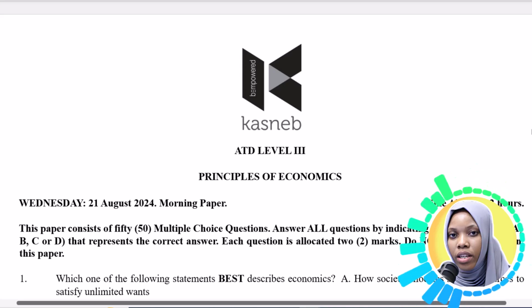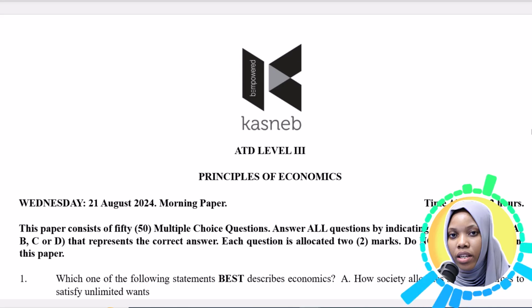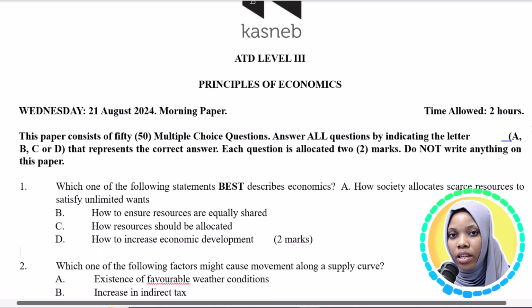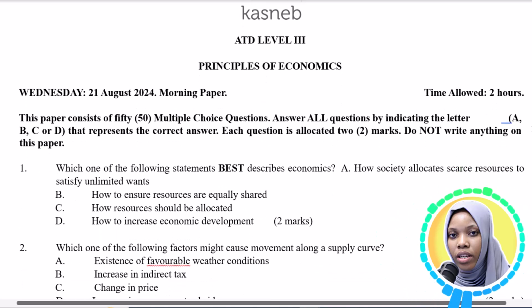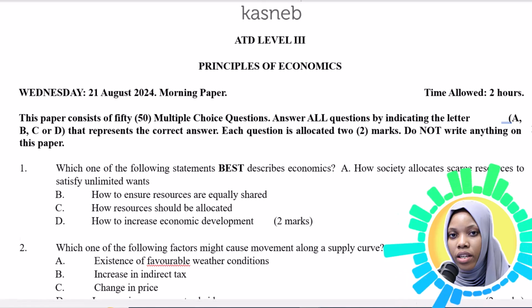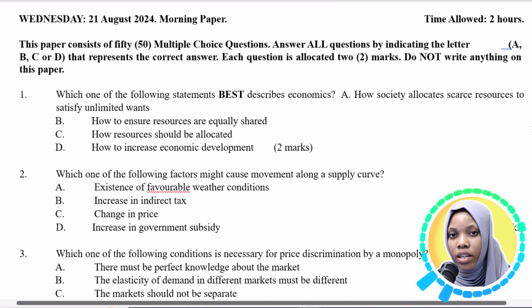Hello learners and welcome. Today we are going to do a past paper, ATD level 3. The paper is Principles of Economics. It was done in August 2024. The paper consists of 50 multiple choice questions, and you are required to answer all of them, and each question has 2 marks.